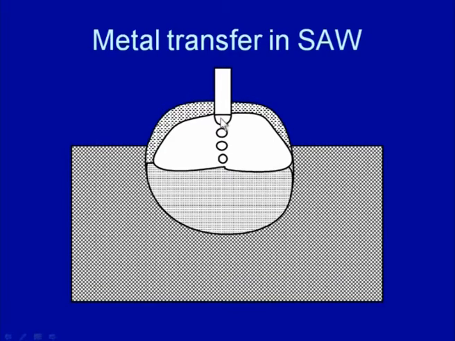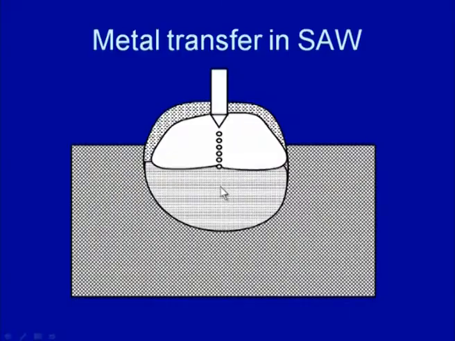Sometimes these drops are formed and then transferred along the axis of the electrode, and this can happen at a much faster rate when the droplets are of very small size, with very frequent formation and detachment occurring during the welding.